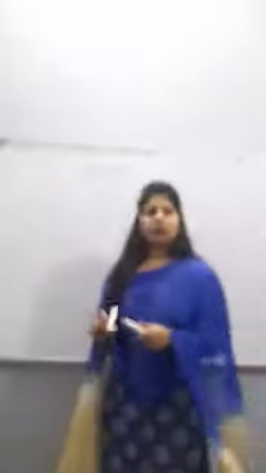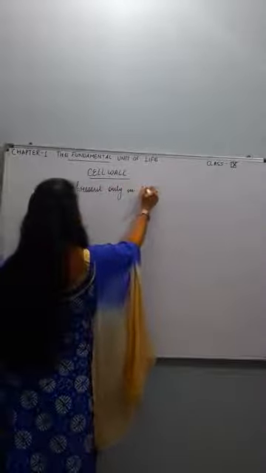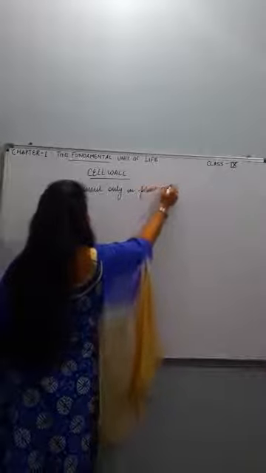Now the cell wall. The important thing is that it is present only in the plant cell. Animal cells do not possess any cell wall. So it is present only in the plant cell.